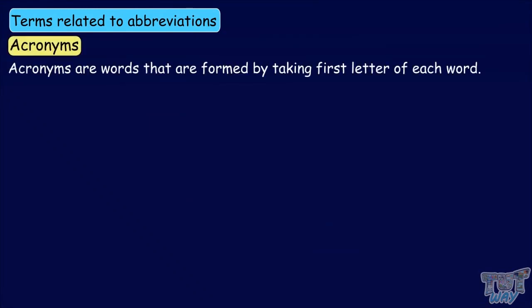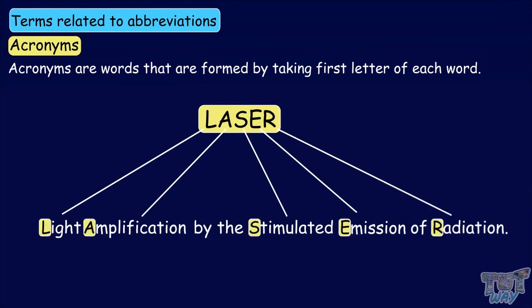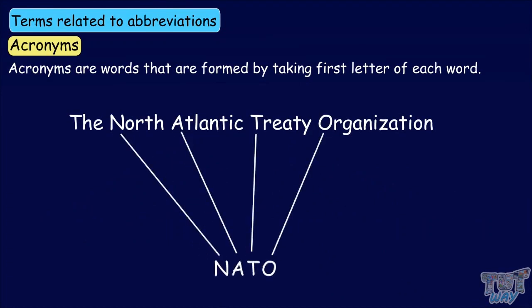Now, let's have a look at some words related to abbreviations. Acronyms. Acronyms are words that are formed by taking the first letter of each word, like laser. Laser is not a word in itself. It's made from the first letters taken from light amplification by the stimulated emission of radiation. The North Atlantic Treaty Organization. We have formed one word for it, NATO. NATO, the first letter of each word of the full form.